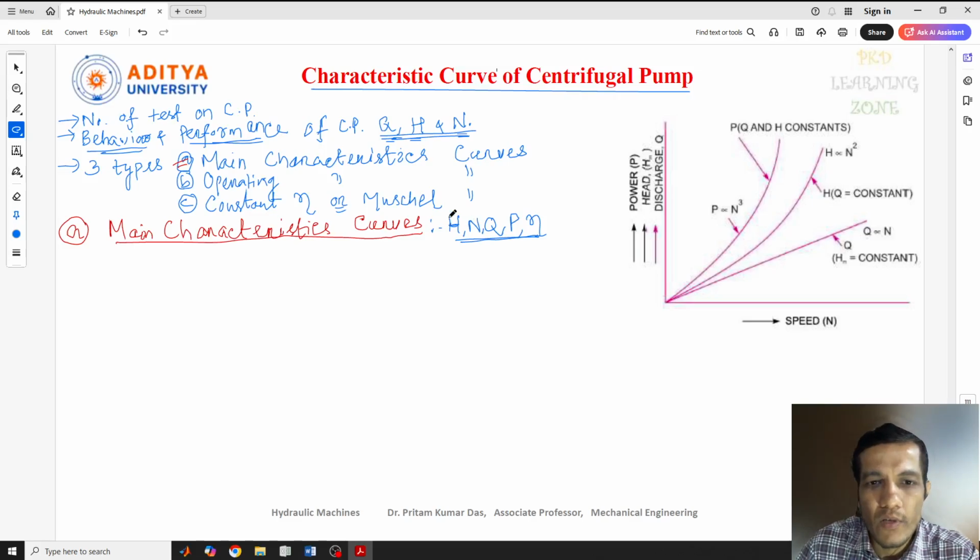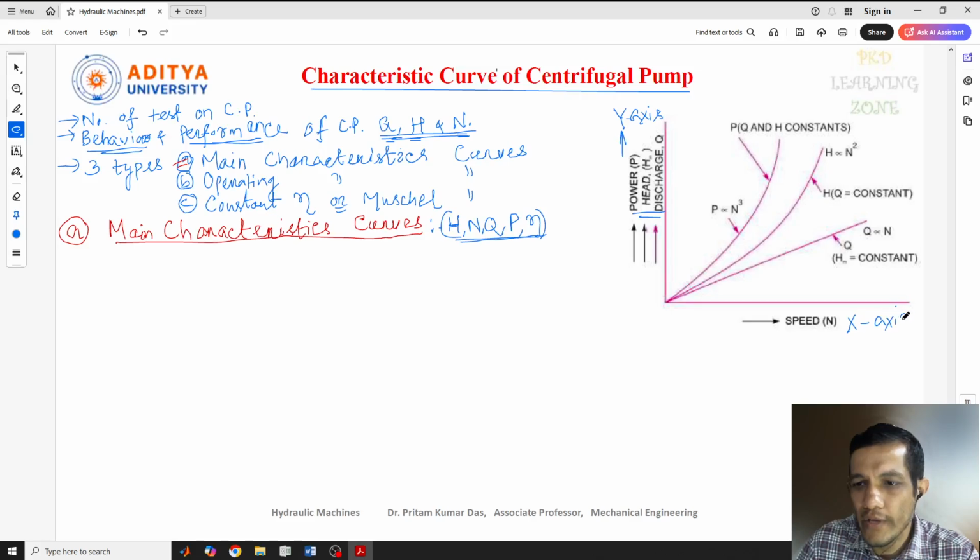Out of these parameters we need to find out some correlations. This is the diagram I have taken from the book, and it indicates the main characteristics curves. In this diagram, these are the parameters on the y-axis, and on the x-axis the speed is given.